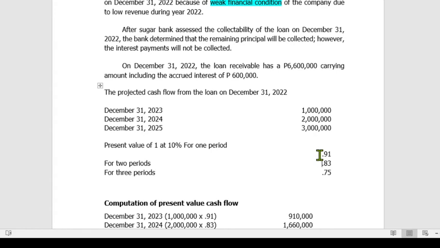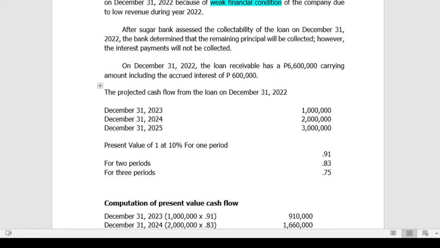Okay, wait lang parang hindi siya nakatapat. Okay, basta itong 0.91, it should be on the present value. Okay, basta itong present value of 1 at 10% for 1 period is 0.91, for 2 periods 0.83, and for 3 periods is at 0.75.